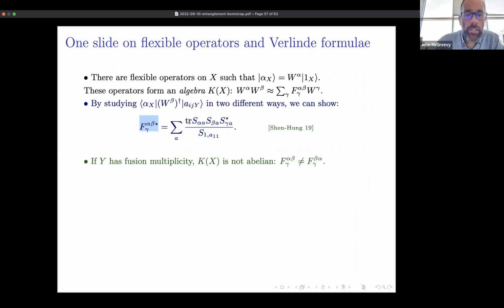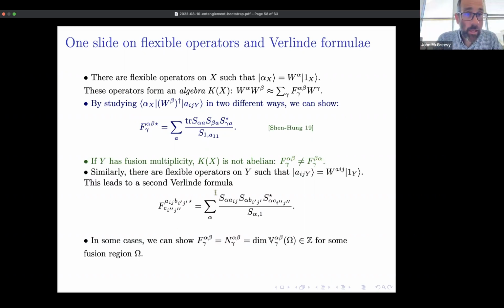And notice that in the case where Y is not sectorizable, it's a funny version of the Verlinde formula, because I want you to regard S here as a matrix on the IJ indices, and this is matrix multiplication of those indices followed by trace. This structure first appeared in this paper I mentioned by Janet Hung. And one thing to notice is that if Y has non-trivial fusion multiplicity, so those IJ indices are indeed non-trivial, then the algebra of flexible operators of X is non-abelian. That is, these things don't commute with each other. F alpha beta is not F beta alpha.